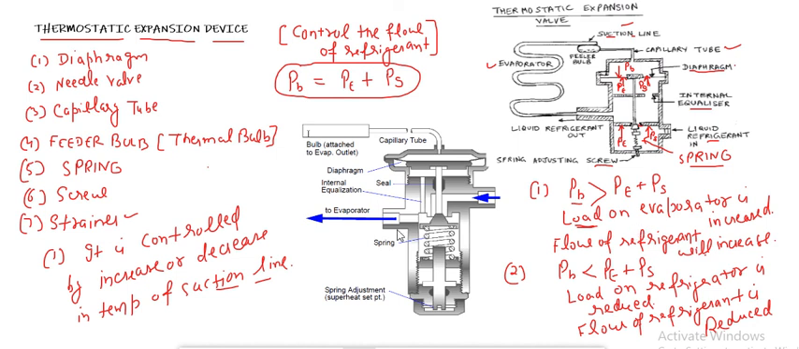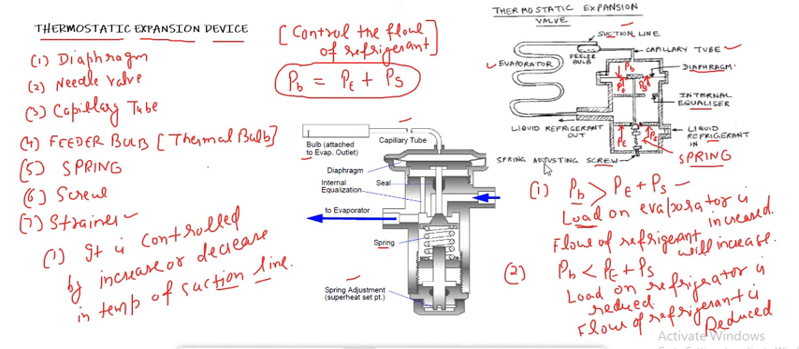Clear? So this is again a diagram in which we have a spring adjustment, a similar diagram but in a more technical way. This is a spring that is exerting the spring pressure against the refrigerant from the evaporator. Then there is a bulb attached to the evaporator at the outlet. Diaphragm is there and capillary tube is there. Okay, so this is the same thing which is working. This is the easiest way to explain it. So that is how our thermostatic expansion device works.